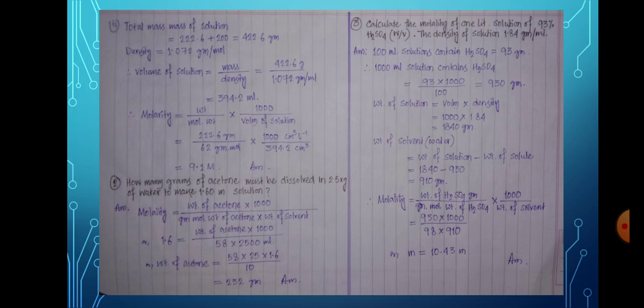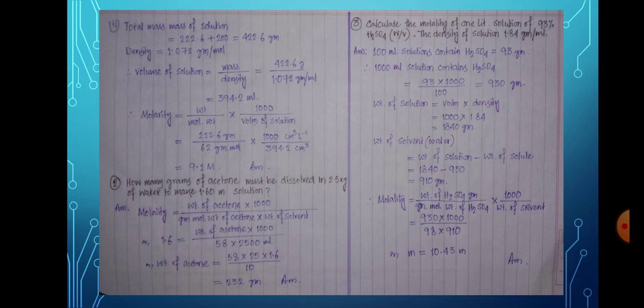Weight of solution equals volume into density. Volume is given as 1000 ml and density is also given, 1.84, so that equals 1840 gram. Weight of solvent: because sulfuric acid only dissolves in water, we consider water itself as the solvent. That equals weight of solution minus weight of solute, which equals 910 gram.